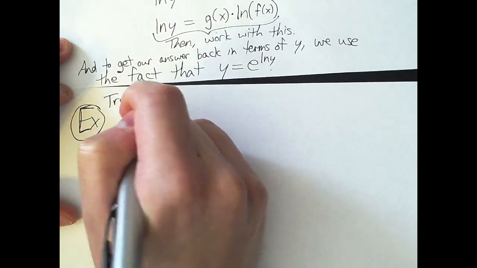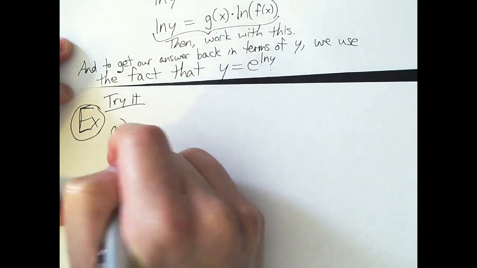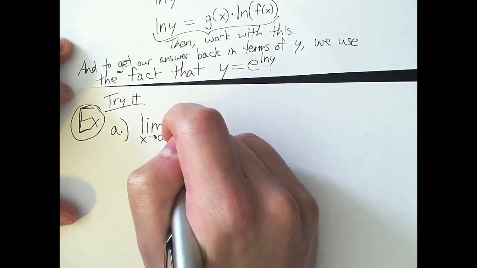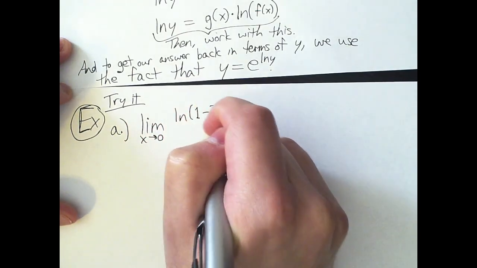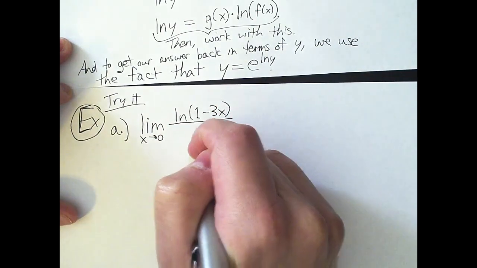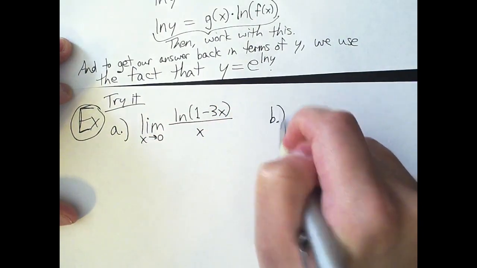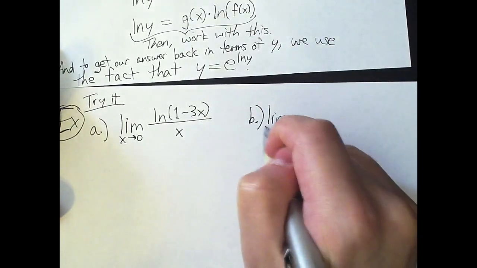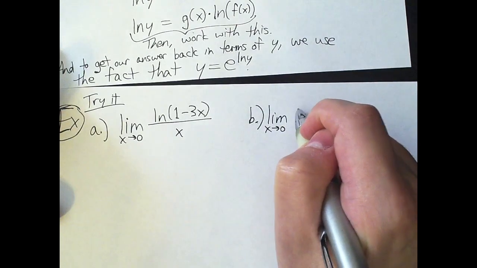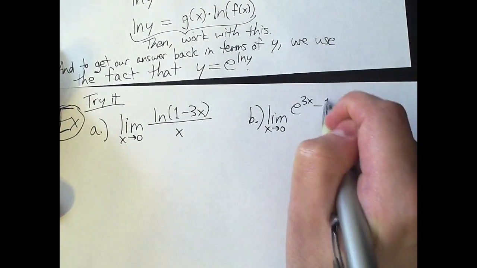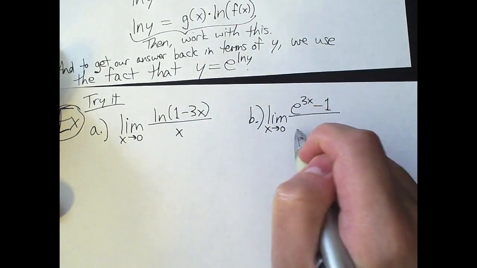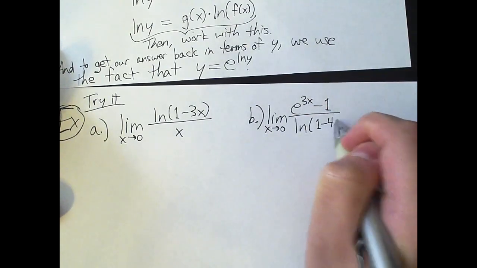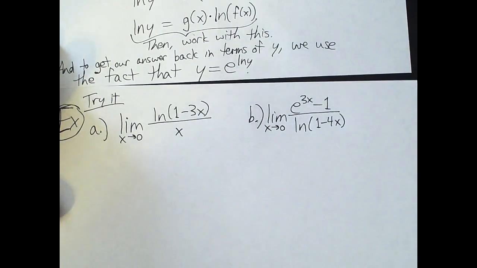You figure it out. There's going to be a part A, limit as x goes to 0 of ln(1 minus 3x) over x. And part B, limit as x goes to 0 of (e to the 3x minus 1) all over ln(1 minus 4x). So I'd like you to pause and give these a try.